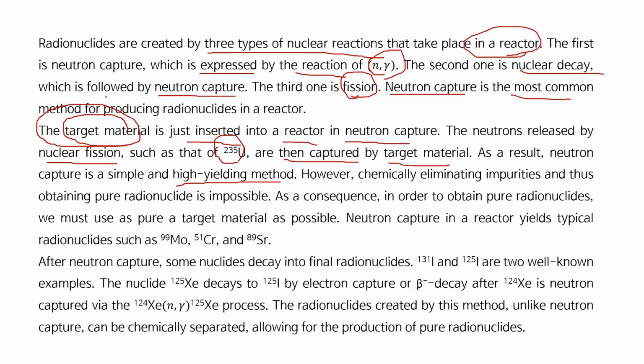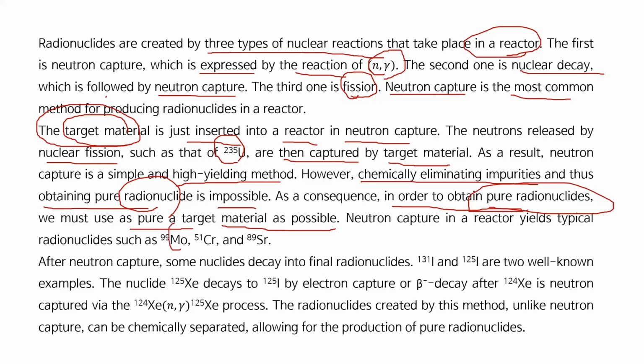However, chemically eliminating impurities and thus obtaining pure radionuclide is impossible in this method. As a consequence, in order to obtain pure radionuclides, we must use as pure a target material as possible. Neutron capture in a reactor yields typical radionuclides such as molybdenum, chromium, and strontium.